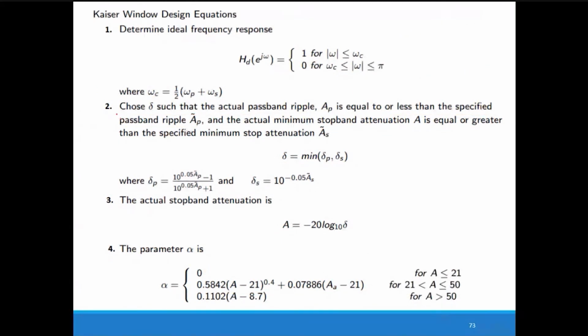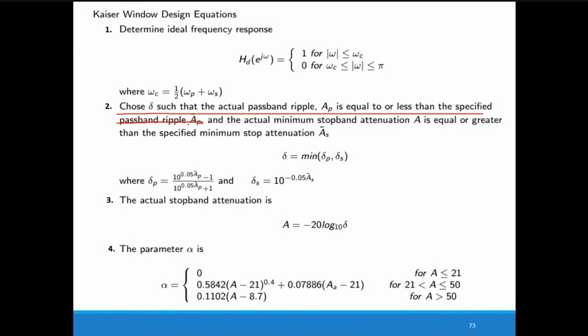Okay, here you have to choose the delta in such a way that the passband ripple is equal to or less than the specified passband ripple alpha p tilde. So here you have to calculate the delta. Sometimes delta is directly given. Delta is nothing but your actual passband ripple, meaning you have to minimize the error between your actual value and your specified value.